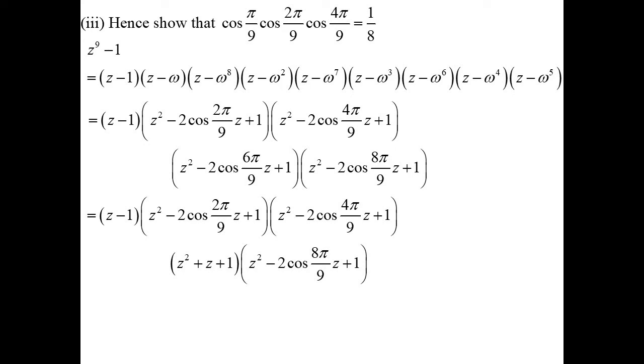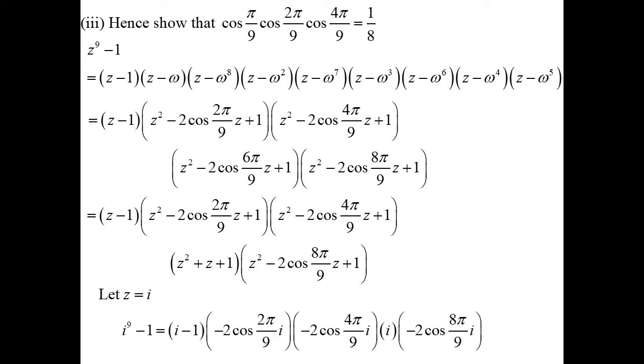Now I've got to end up with cos pi on 9 times cos 2 pi on 9 times cos 4 pi on 9. And I've got these things multiplied together, but annoyingly, I've got this z squared plus 1. If only that could go away. Well, it can go away if I do a clever sum. What would make z squared plus 1 go away? If I let z equal to i, because i squared is -1. So let's let z equal i and see what it now says. I'll get i to the power of 9 minus 1 is i minus 1. The z squared plus 1 has gone away.